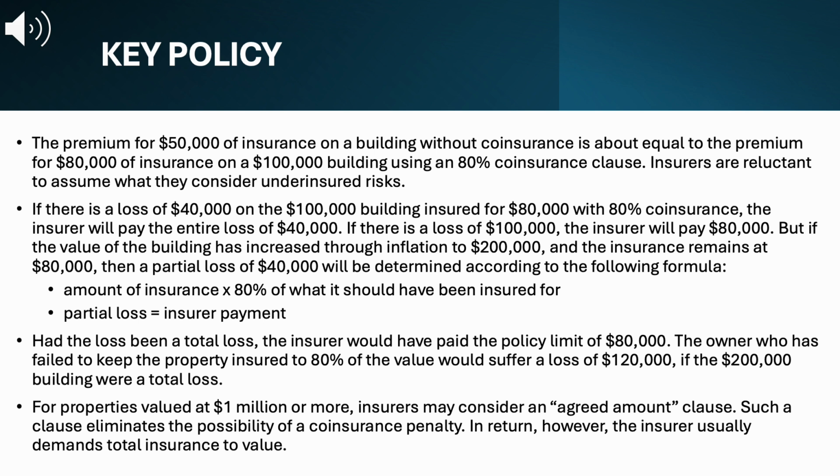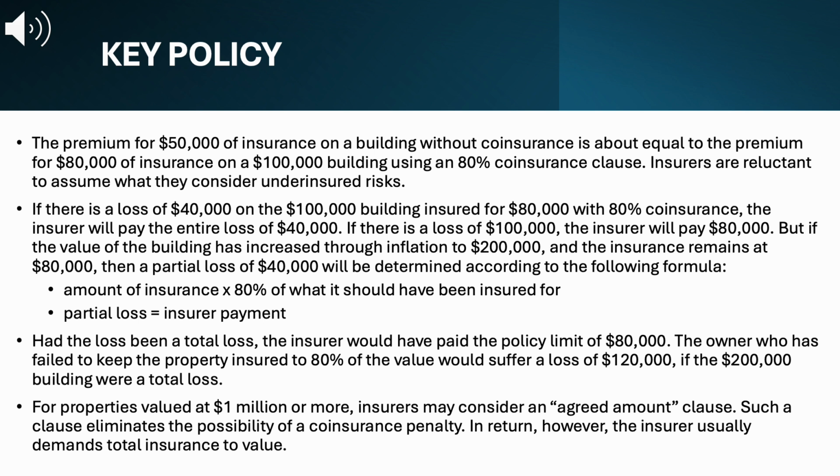But if the value of the building has increased through inflation to $200,000 and the insurance remains at $80,000, then a partial loss of $40,000 will be determined according to the following formula. Amount of insurance times 80% of what it should have been insured for. Partial loss equals insurer payment. Had the loss been a total loss, the insurer would have paid the policy limit of $80,000. The owner who has failed to keep the property insured to 80% of the value would suffer a loss of $120,000 if the $200,000 building were a total loss.